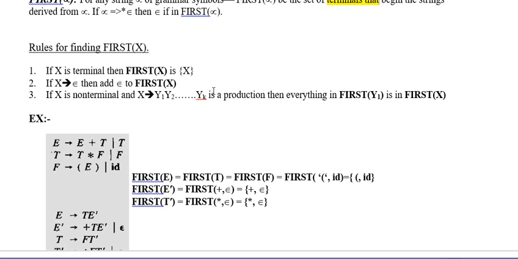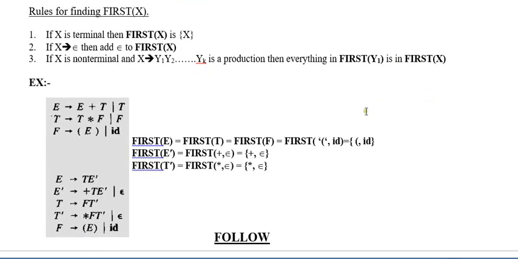The rules for finding First: if X is a terminal, then FIRST(X) is only X. If X is a terminal, a small letter like a, b, c, d, then those are the first. And if X is epsilon, then the first will be epsilon. The third point: if X is a non-terminal, that means a capital letter like A, B, C, D, and X tends to Y1, Y2 till Yk is a production, then everything in FIRST(Y1) is in FIRST(X). We will be clear with the example.